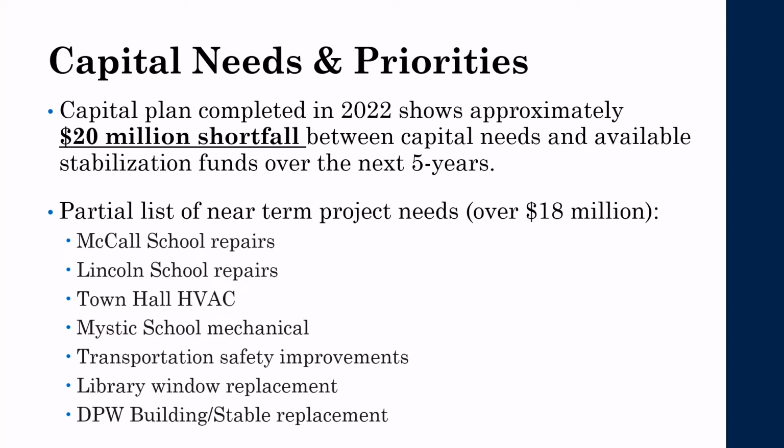Thank you. As you can see, the partial list of near-term projects exceeds $18 million. This includes repairs to the McCall School, the Lincoln School repairs, the Town Hall HVAC, the Mystic School mechanical, and so on. You'll see in there that there's already school projects in the capital queue that have a greater need. We also have nearly $12 million in federally mandated disability access improvements that we only contribute $125,000 to a year. Another capital improvement that we must take more appropriate action on.